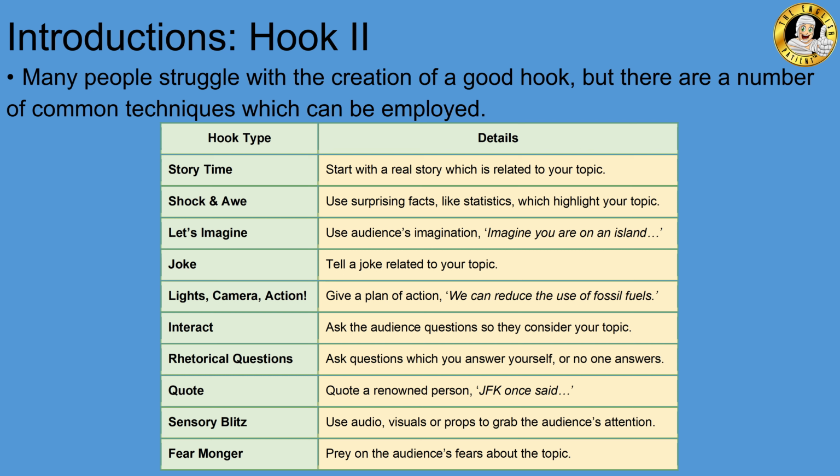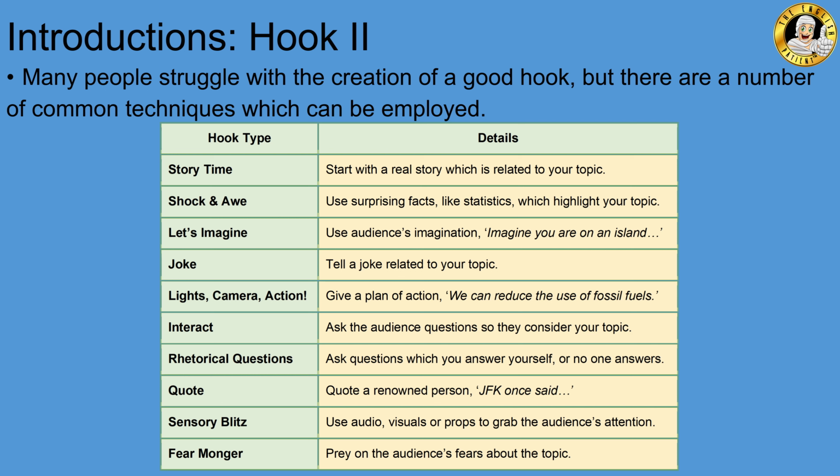So the first here is story time. And you can start with a real story which is related to your topic and controlling idea, which is related to your thesis. And all of these should be related to your thesis in some way. Shock and awe. Use surprising facts, such as surprising statistics, which would highlight your thesis.